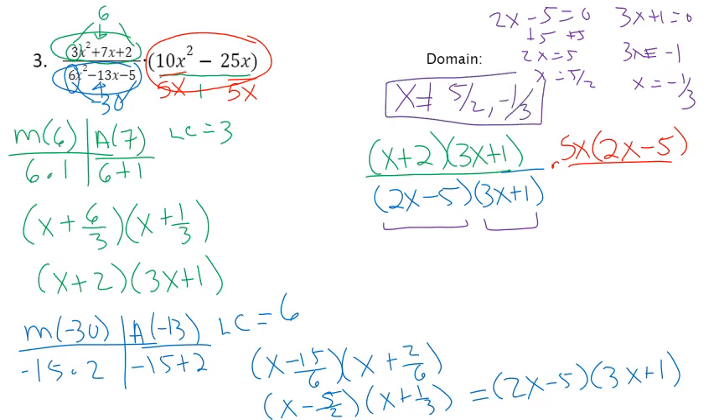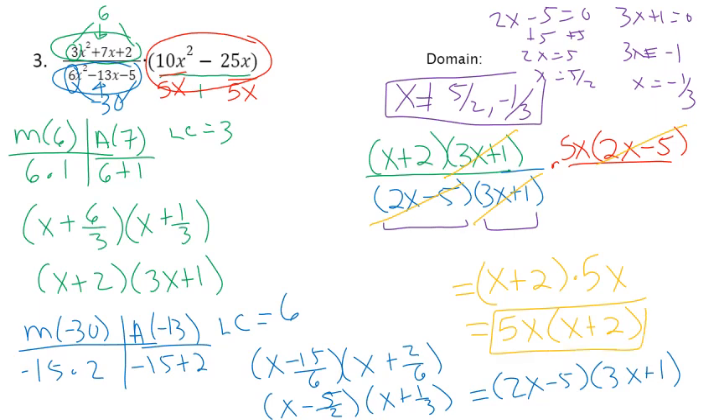And then now we can go ahead and simplify it out. And so when we simplify, the 2x minus 5's go away, the 3x plus 1's go away, and so we're left with just x plus 2 times 5x, or sometimes we like to write that monomial, that non-binomial, first. And that would be our answer.